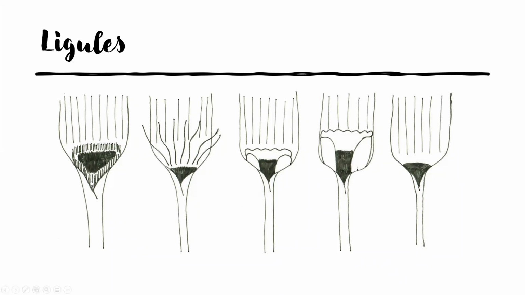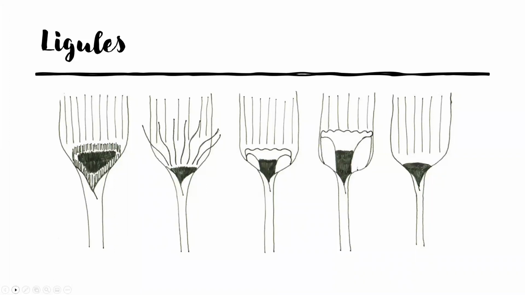So ligules can be hairy. Here we have a drawing of a ligule with short hairs. Over here, we have a ligule with very long, sparse hairs. But ligules don't have to be hairy. They can also be membranous, looking like a piece of skin or a membrane. Ligules can be short or they can be tall. But not all grasses have ligules. So if there isn't a ligule present, that's also a great clue.